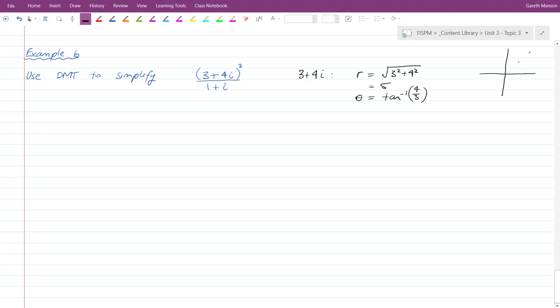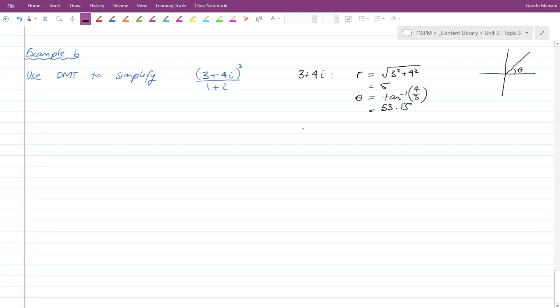3, 4 is up here. So I'm expecting an argument that's in the first quadrant. And when I do this, I should get an argument that's in the first quadrant. And if I do that quickly on here, I get tan inverse, I'm in degrees, and this hasn't really specified what I have to be in, so I'm happy to stay in degrees. 53.13 degrees.